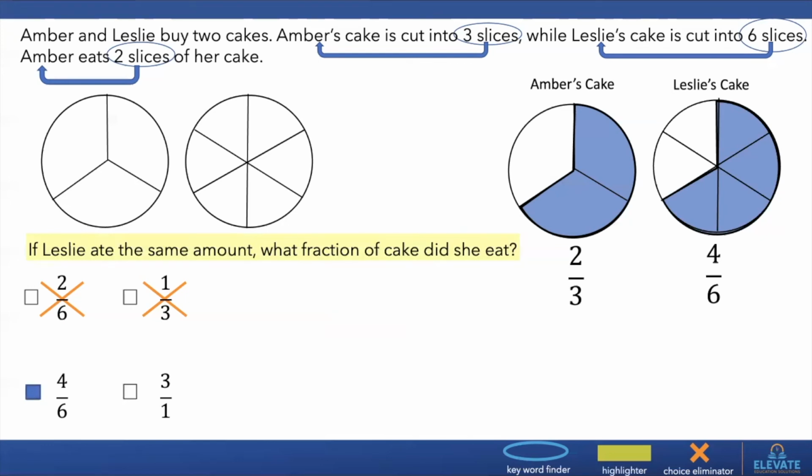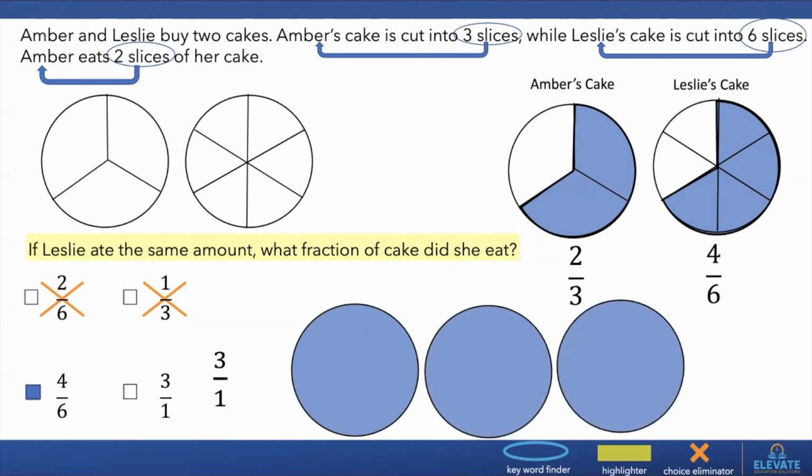Let's see why 3/1 would not be correct. In the fraction 3/1, we notice the denominator is telling us how many equal parts. We have one equal part, and that equal part is displayed or described 3 times. Our model shows 3 separate cakes. So 3/1 is equivalent to 3. 3 is not equal to 2/3. So because of that, we can eliminate 3/1.